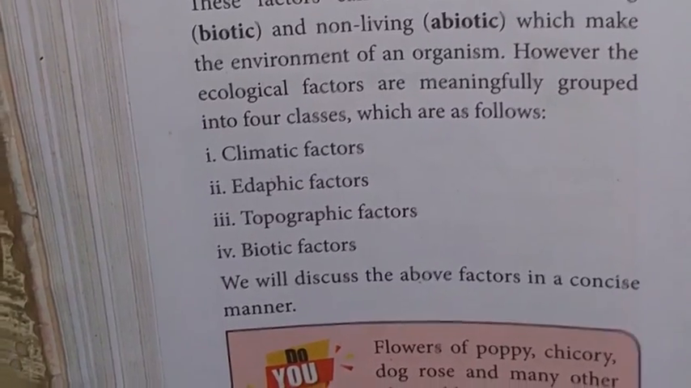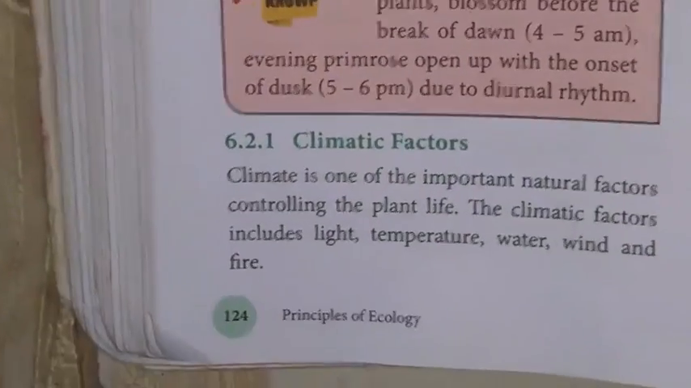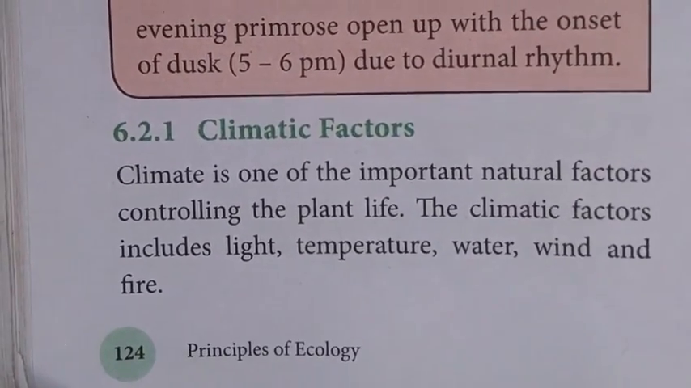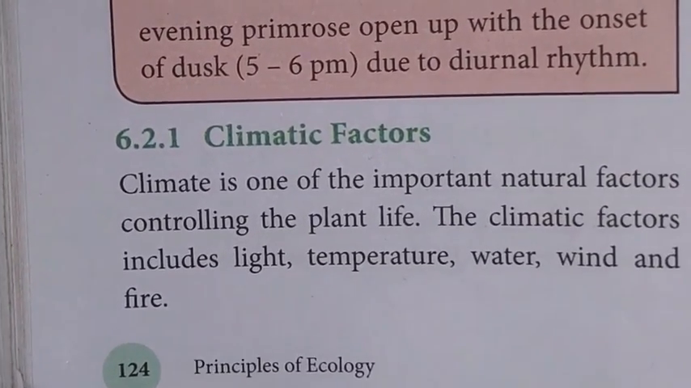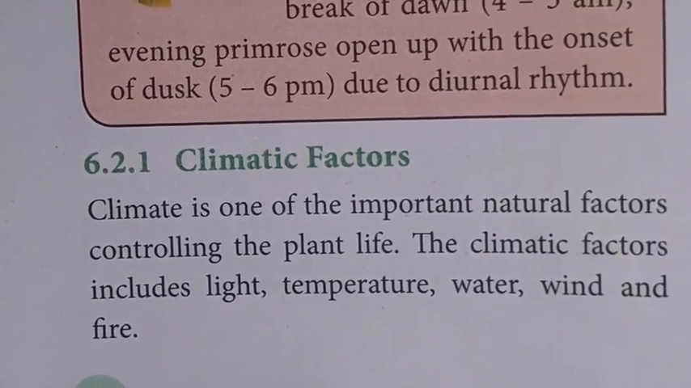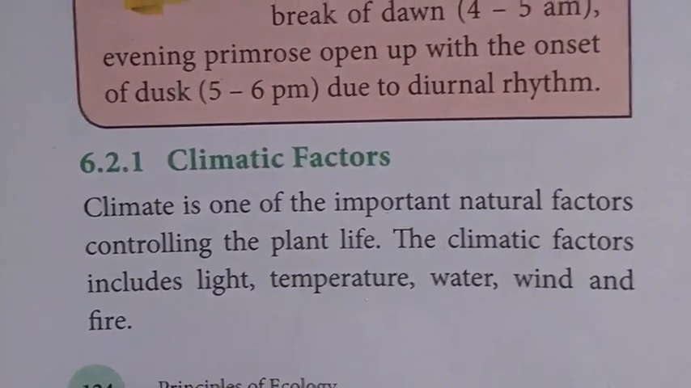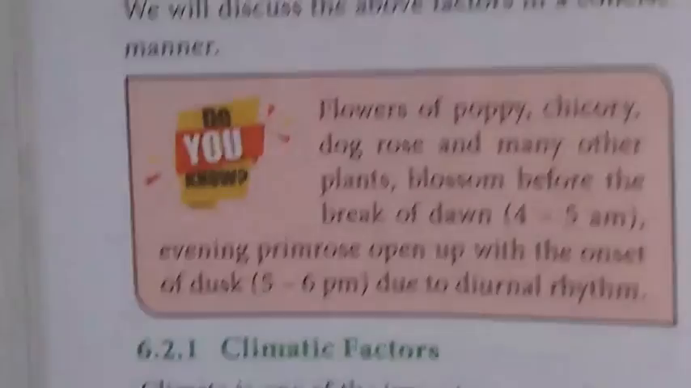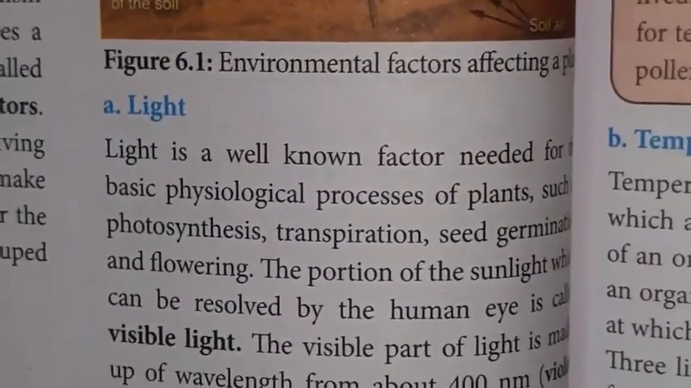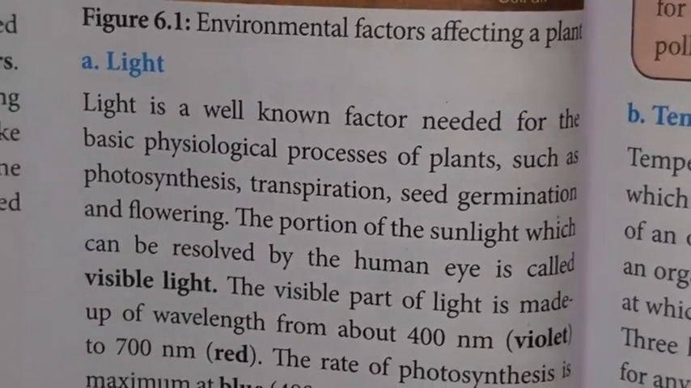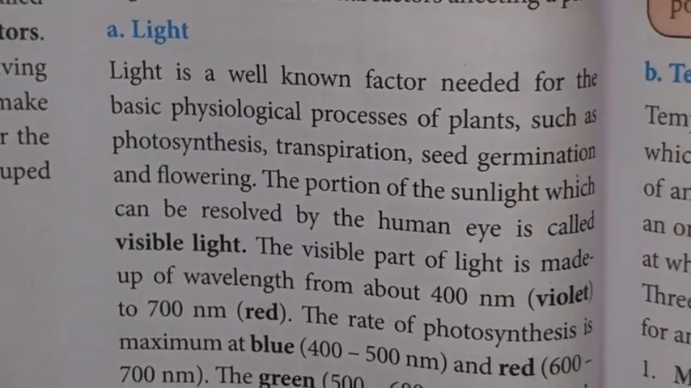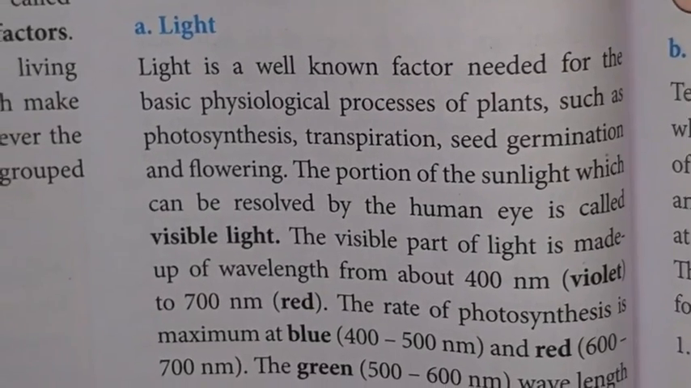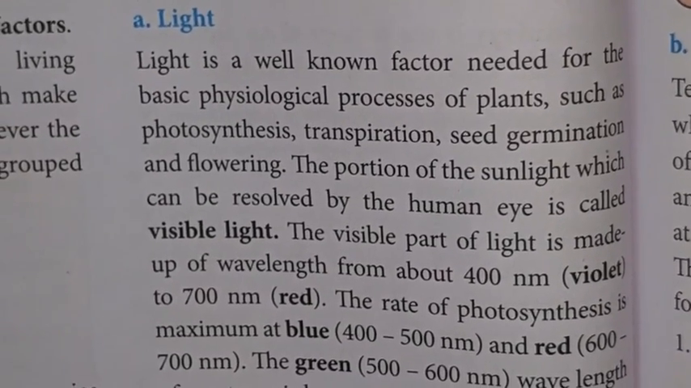First one is the climatic factor. Climate is one of the important natural factors controlling a plant's life. The climatic factors include light, temperature, water, wind and fire. First one is light. Light is a well-known factor needed for the basic physiological processes of plants such as photosynthesis, transpiration, germination and flowering.